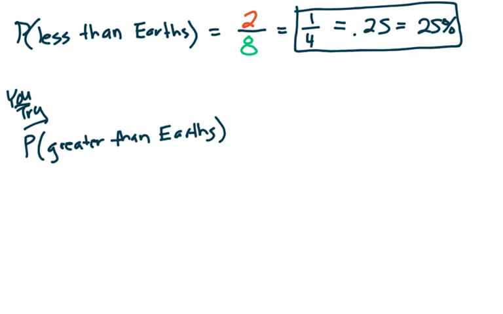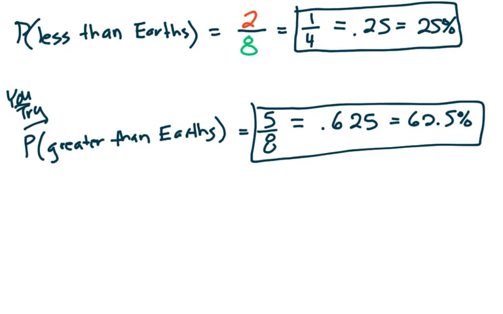So pause the video and try this one. All right, you should get 5/8 or 0.625 or 62.5%, because there are 5 planets whose distance is greater than Earth's: Mars, Jupiter, Saturn, Uranus, Neptune, out of our 8 total planets.